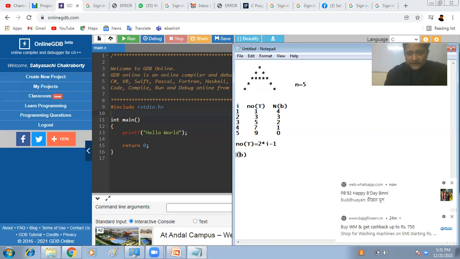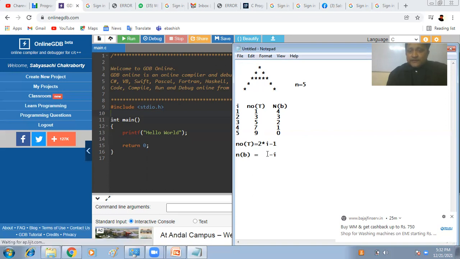Now in case of the number of blanks before the particular pyramid, the number of blanks is a decreasing function of i. As i increases, the number of blanks decreases. So it's a decreasing or negative function of i, so we can say minus i. And as n goes higher, the number of blanks in a certain line will be higher. If n is 5, the number of blanks is 4. When n is 6, in the first line the number of blanks would be 5. If n would be 7, in the first line the number of blanks would be 6.